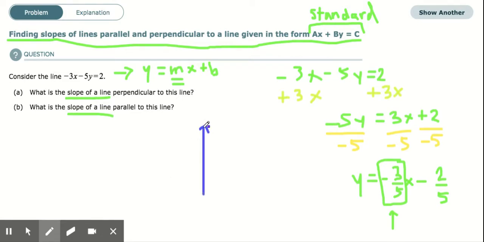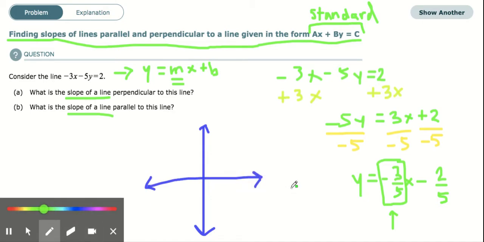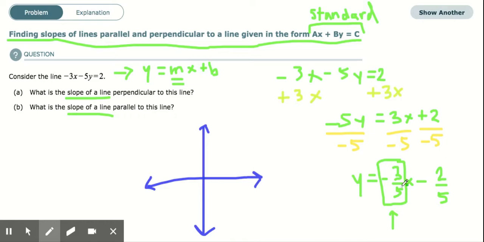So if this was your coordinate plane, right? Negative 3/5 would mean that it goes down 3 and over 5. So this is our y-intercept. Not very important for this, but it would be below 0, right? Because it's negative. And then you would be going down 3 and over 5. So it would be something like this. This is kind of what your line would look like, right? It would look something like that.